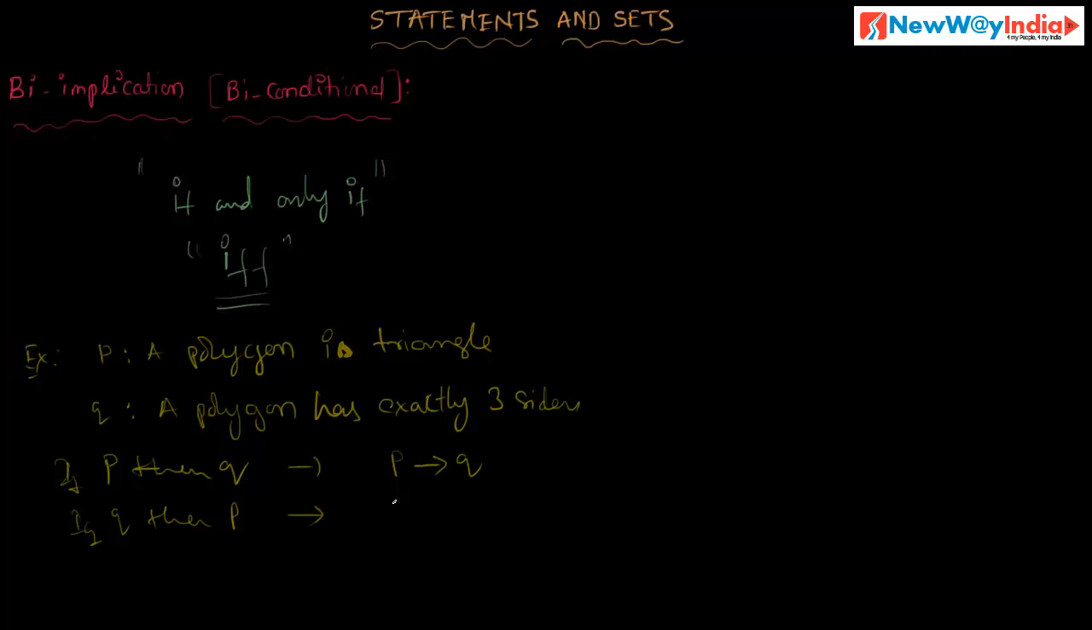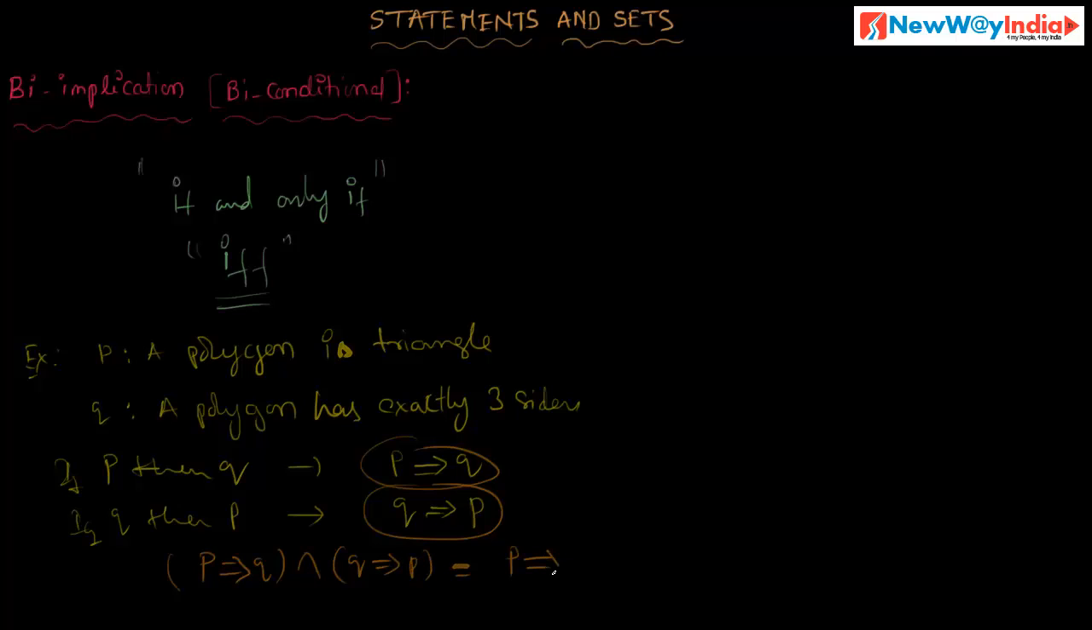These two can be written as P implies Q and Q implies P. The conjunction of these two conditionals is called the biimplication, that is, P implies Q and Q implies P. Then it gives P if and only if Q. It is denoted with a double arrow. So it is the biimplication, P if and only if Q.